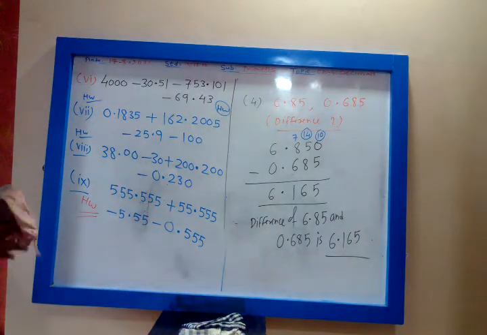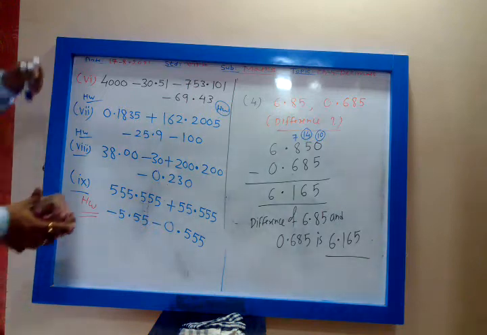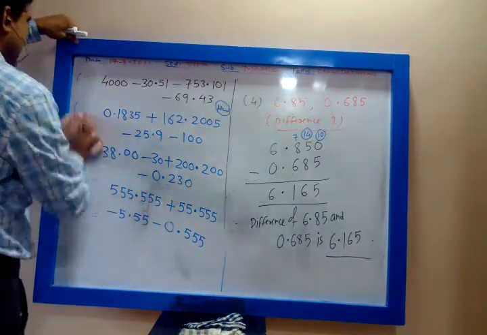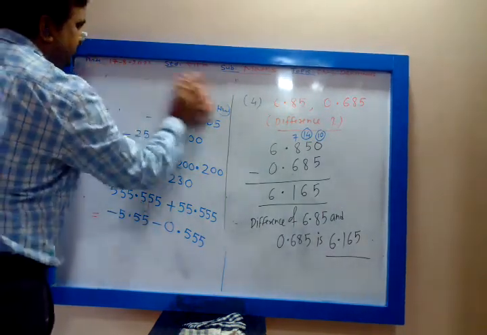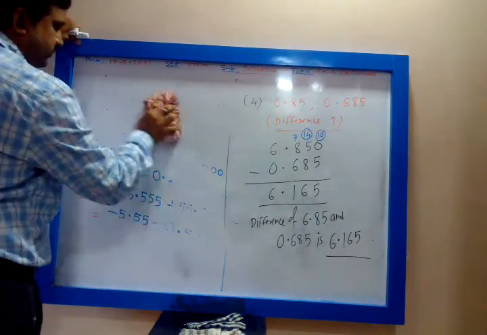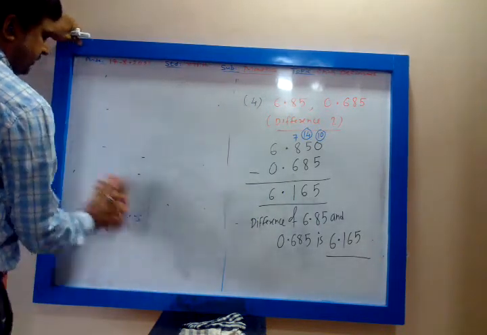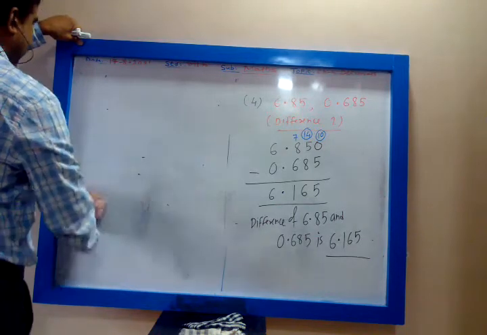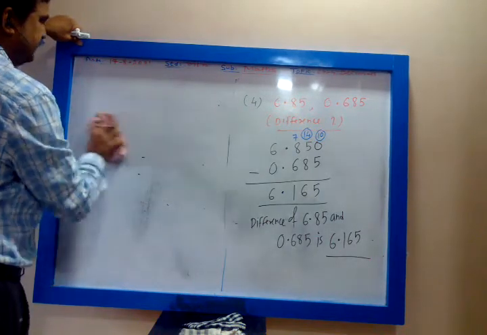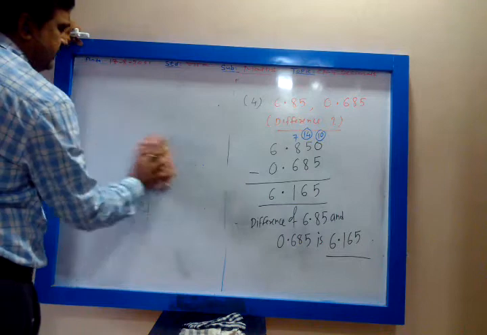Then fifth question: take out the sum of 19.38 and 56.025, then subtract it from 200.111. Yes, what is your question? My dear, our side it is showing clear.